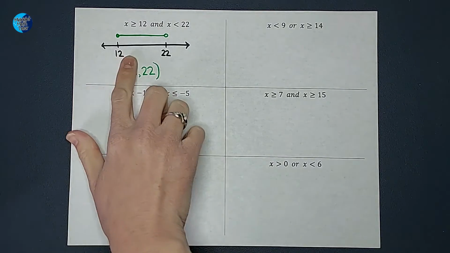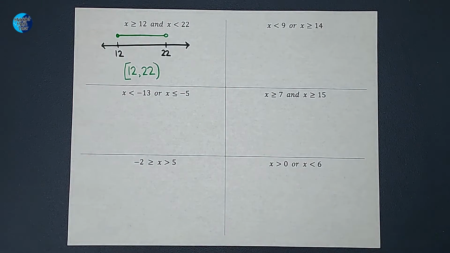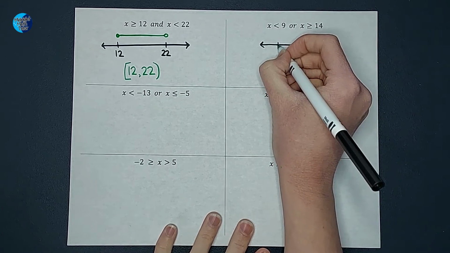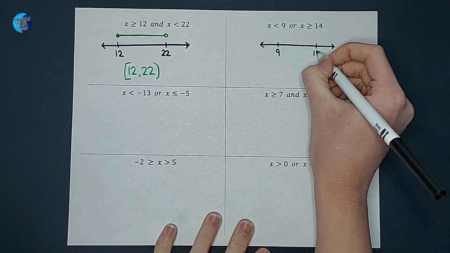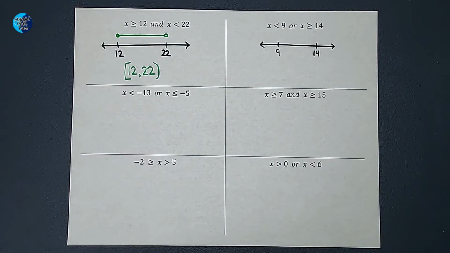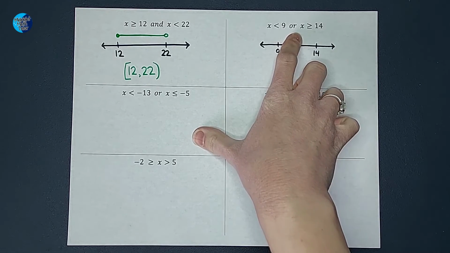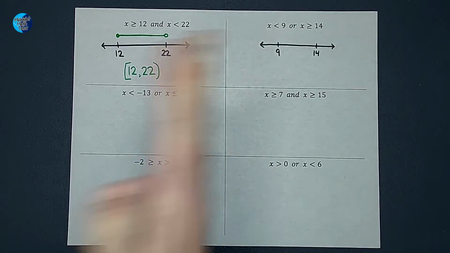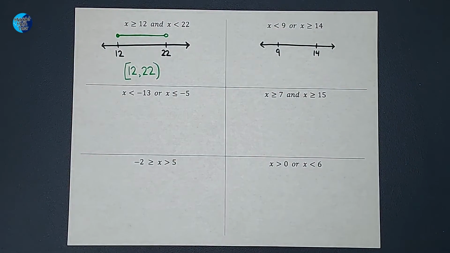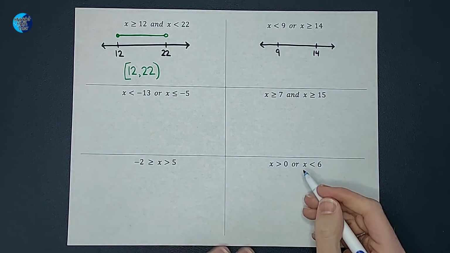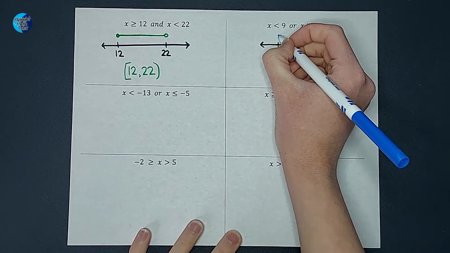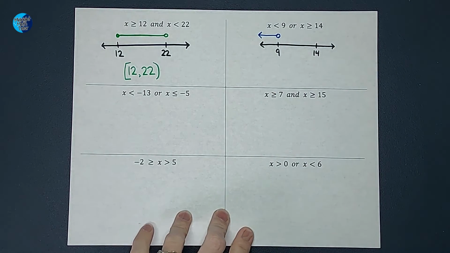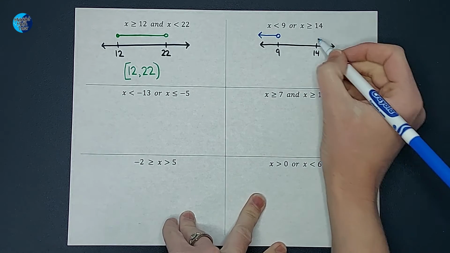All right, that was an and inequality. Now let's go ahead and look at an or inequality. So again, for my graph, I'm just going to do a nice little number line. 9, 14. You can do a more detailed number line, of course, if you want to, but you don't have to. So this one is an or. This means it needs to satisfy one of these. It doesn't have to satisfy both. It can, but it doesn't have to. So I need x to be less than 9. There's no equal to, so I'm going to use an open circle. x can be less than 9, or x can be greater than or equal to 14.